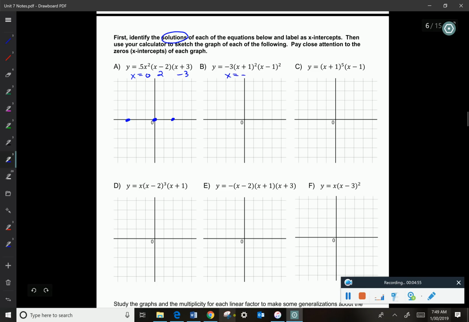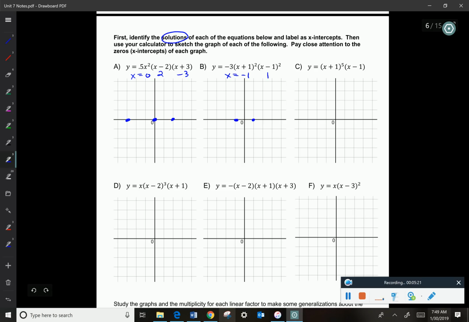x equals negative 1 for the first parenthesis, positive 1 for the second parenthesis. And that -3 out in front is just a constant, so that doesn't give me a solution. Whereas over here on letter A, when I had that -5x squared, because there was an x out in front, that gave me a solution of 0. So on letter B, I'm going to have an x-intercept at -1 and an x-intercept at +1.